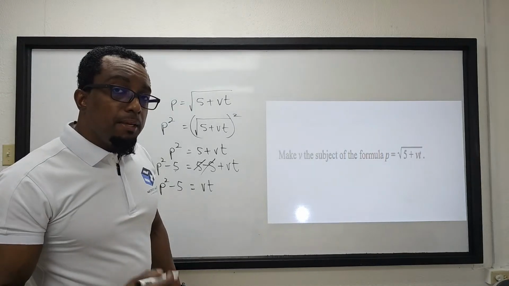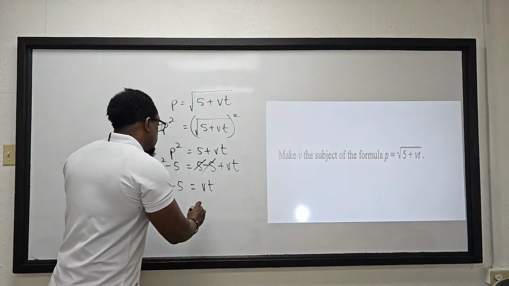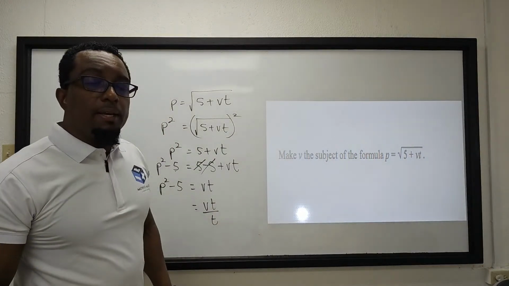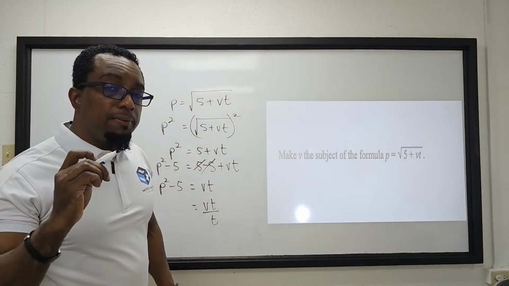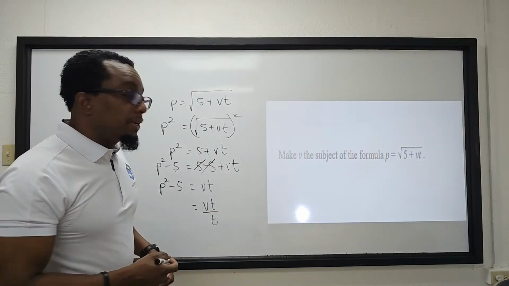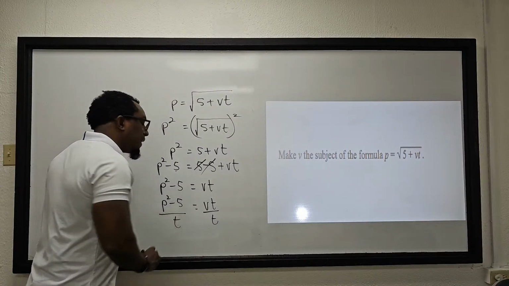And therefore, to make v the subject, it means I have to remove t. So that's v multiplied by t. So the opposite of multiplication is division. So this is vt divided by t. The aim is to make v the subject, so I'm going to divide vt by t. And what I do to one side, I must do to the other. So I'm going to divide p squared minus 5 by t as well.